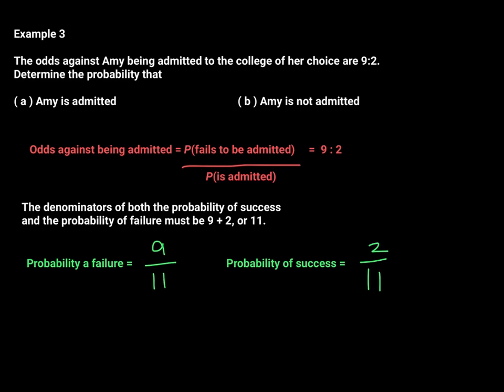Once again, they gave us odds against Amy being admitted as 9 to 2. In order to get the denominators of the probabilities, I just had to add these two numbers. The probability of failure is 9, the first number, because they gave us odds against, which is failure to success. So 9 over 11 is the probability of failure, and 2 over 11 is the probability of success.